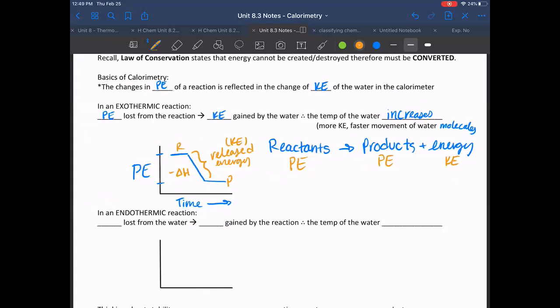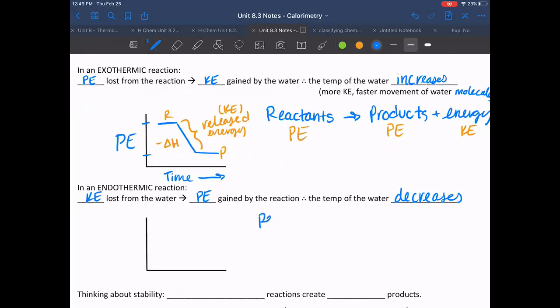Now, in an endothermic reaction, we have kinetic energy that is lost from the water and becomes converted into potential energy gained by the reaction. So if we're losing kinetic energy in water, exactly, the temperature decreases. All right, so if we think about the generic reaction for this, we have reactants. These are gaining energy in order to turn into their products.